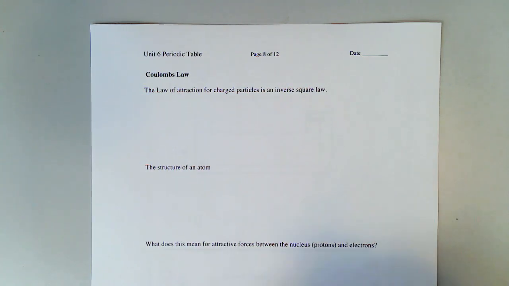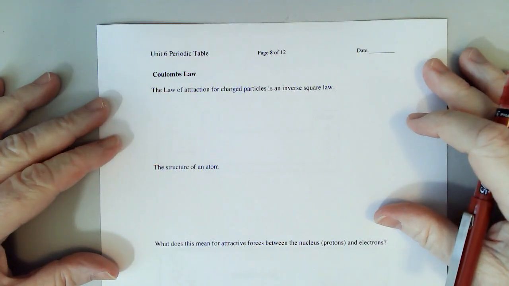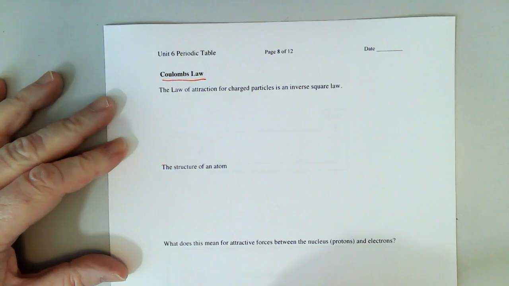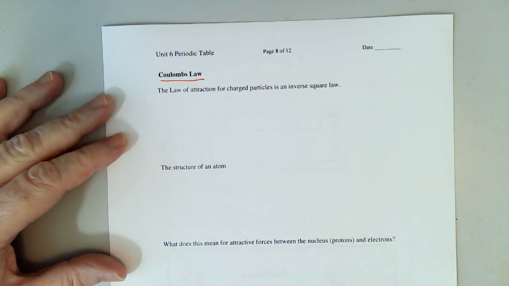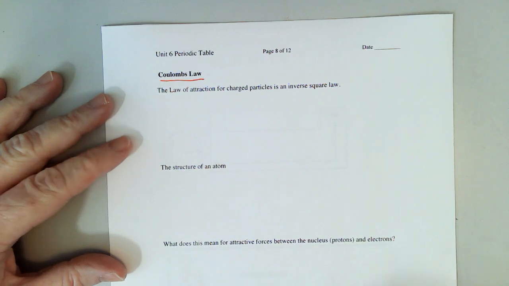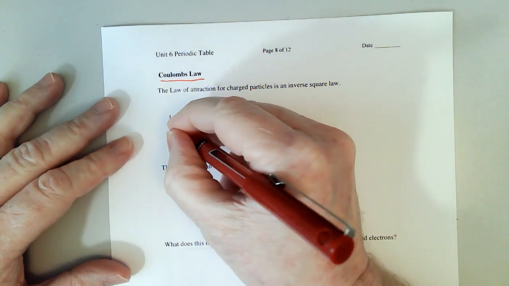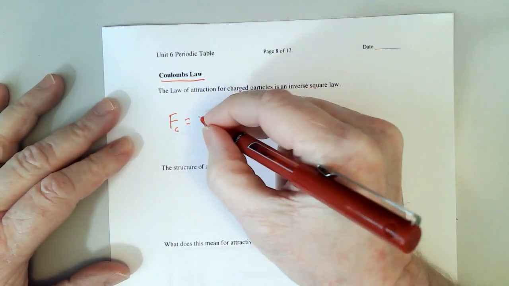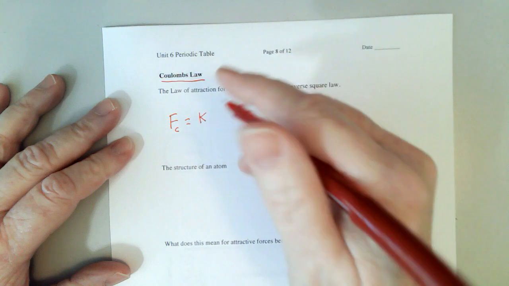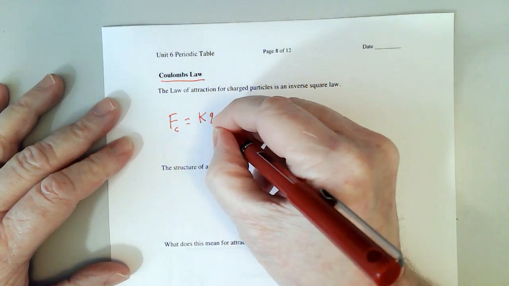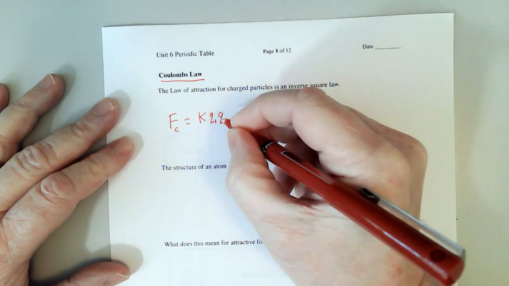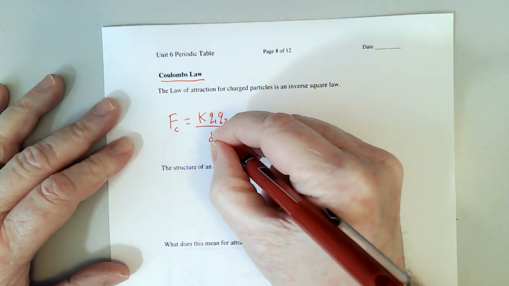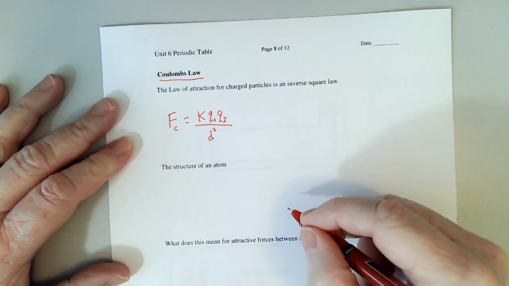And to understand what we're talking about, we need to discuss for a few minutes a concept from physics called Coulomb's law. Now, it is the law of attraction for charged particles. And it says that the force of attraction, or the Coulombic force, equals a constant, K, we don't care what that is, times the magnitude of the two charges, divided by the distance between the charges squared.